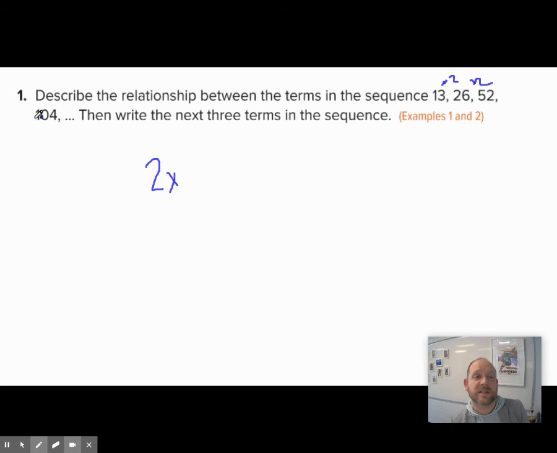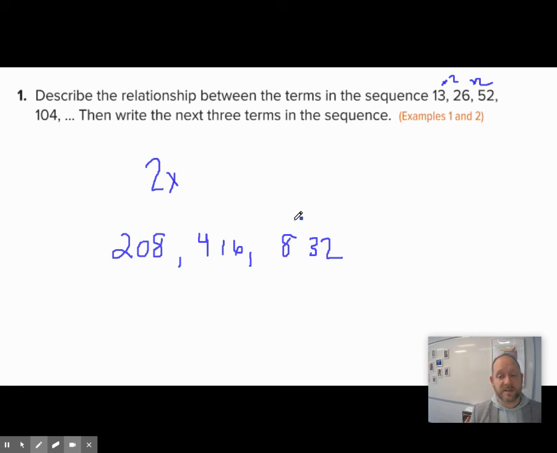So the next three things in the sequence, well, we take 104 and multiply that by 2. That would be 208. Because I'm pretty quick at multiplying, I know 8 times 2 is 16, and 200 times 2 is 400. So I have 416. And last but not least, 16 times 2 is 32, and 400 times 2 is 800. So 832. So there would be the next three terms in our sequence.